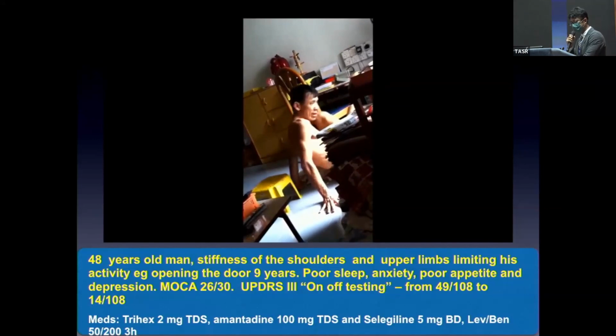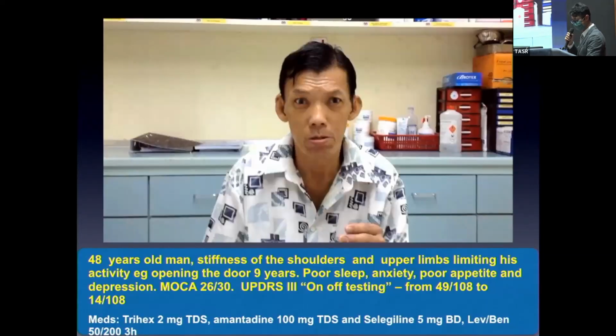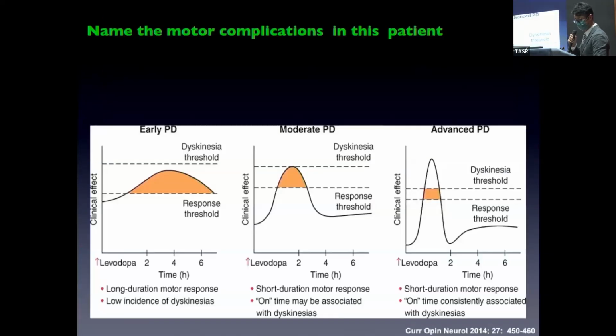So the question would be, this is a clear-cut patient with Parkinson's disease. My question would be, what's happening on medication? Nice, quite a nice phenomenology that you demonstrate there. Any volunteer? Yeah.